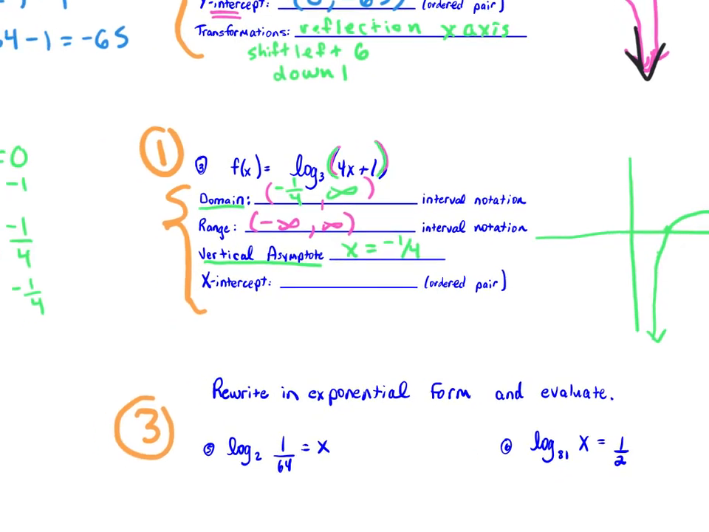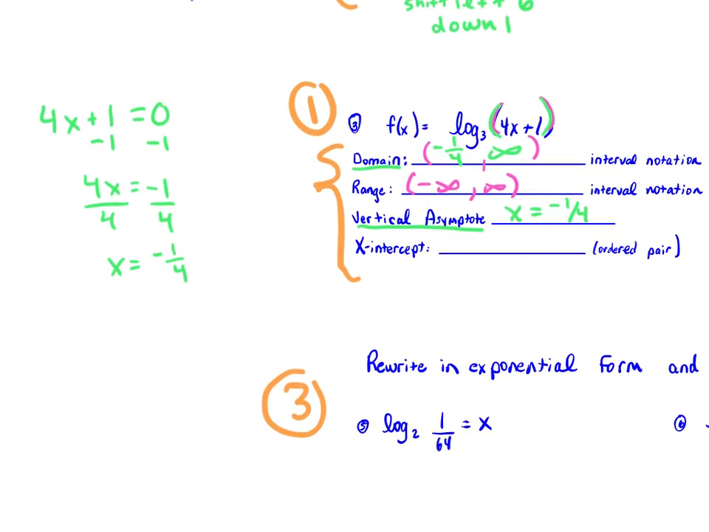Okay, next we have to find our x-intercept. For the x-intercept, we plug in 0 for y. So we have 0 is equal to log base 3 of 4x plus 1. Now it's hard for us to solve in log form. What can we do to make this a little bit easier? Put it in exponential form.